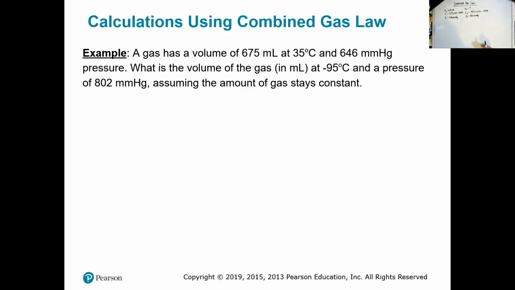Okay, and then we can write out our combined gas law. P1 V1 over T1 equals P2 V2 over T2. All right. And our unknown in this case is going to be this V2 variable.